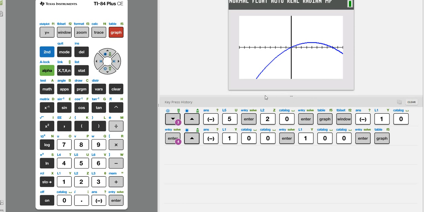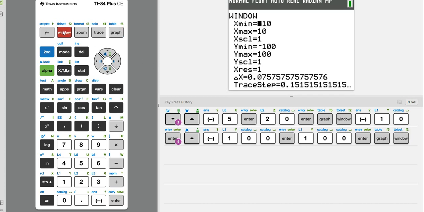So let's take care of a couple things. The first one, we can cut down the window. So maybe we don't need to go all the way up to 100. Maybe we can go up to, I don't know, 20.